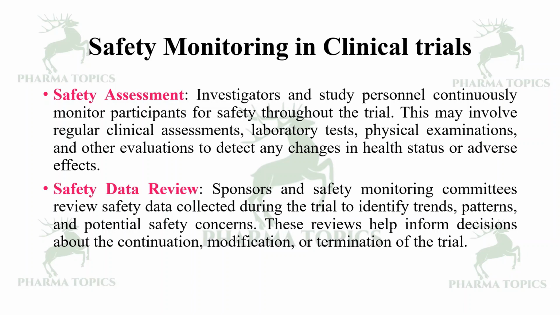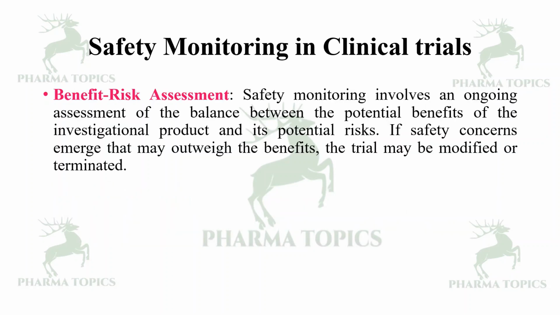Sponsors and safety monitoring committees review the safety data collected during the trial to identify the trends, patterns, and potential safety concerns. These reviews help inform decisions about the continuation, modification, or termination of the trial. Then benefit risk assessment. Safety monitoring involves ongoing assessment of the balance between the potential benefits of the investigational product and its potential risks. If safety concerns emerge that may outweigh the benefits, the trial may be modified or terminated.